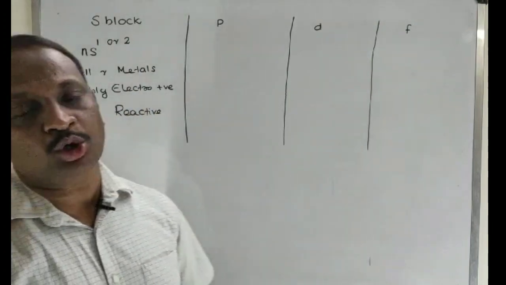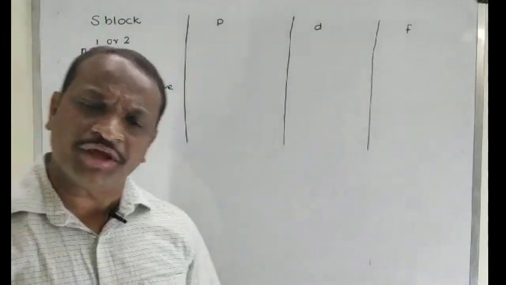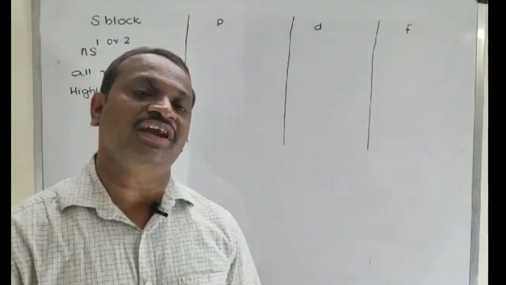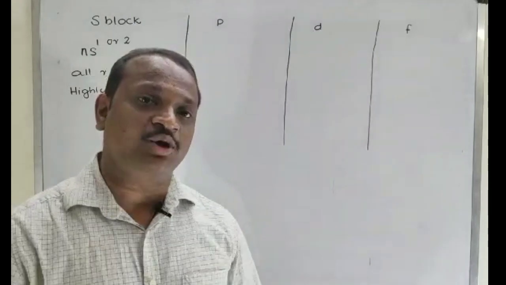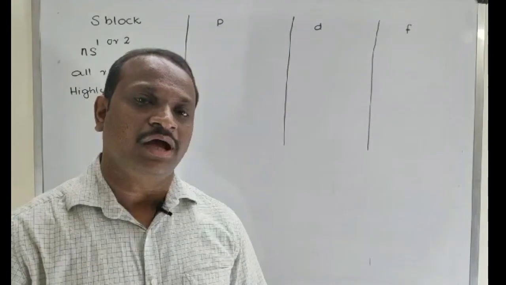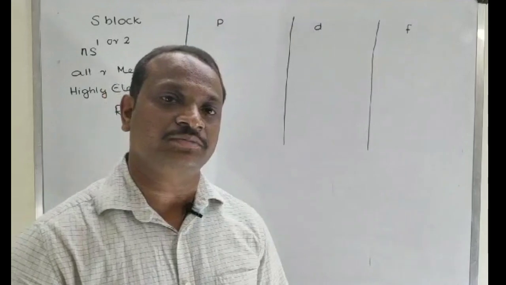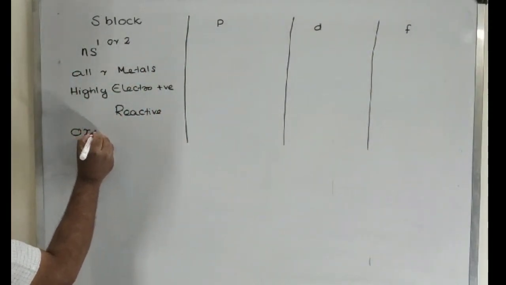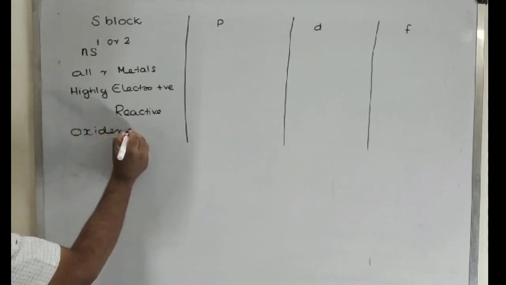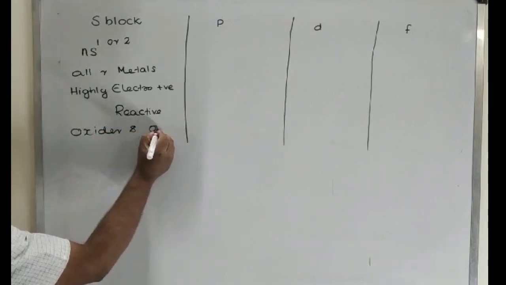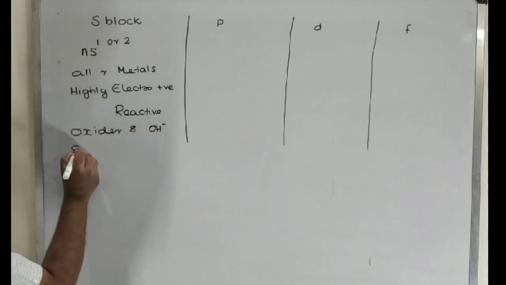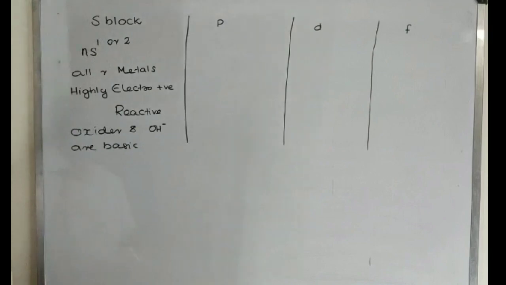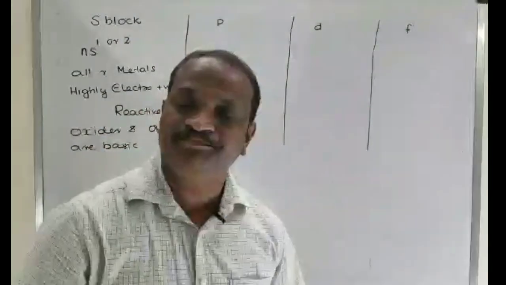And what about their oxides and hydroxides? Sodium hydroxide is basic in character. Lithium hydroxide is basic in character. Calcium hydroxide is basic in character, and their oxides are also basic in character. So you can write there: their oxides and hydroxides are basic in character. These are the characteristics of S block.